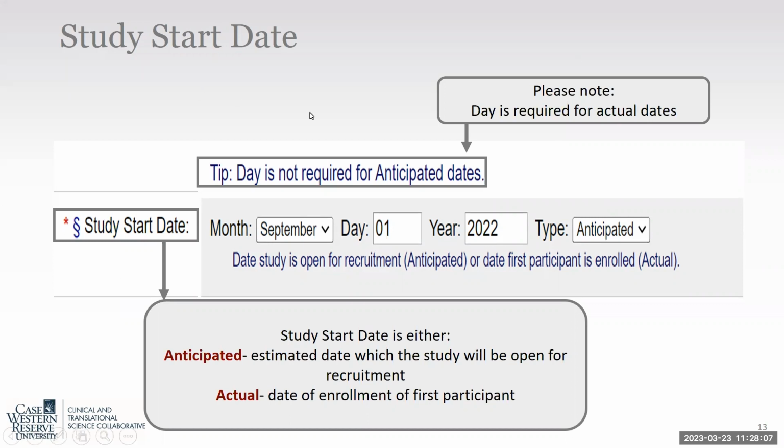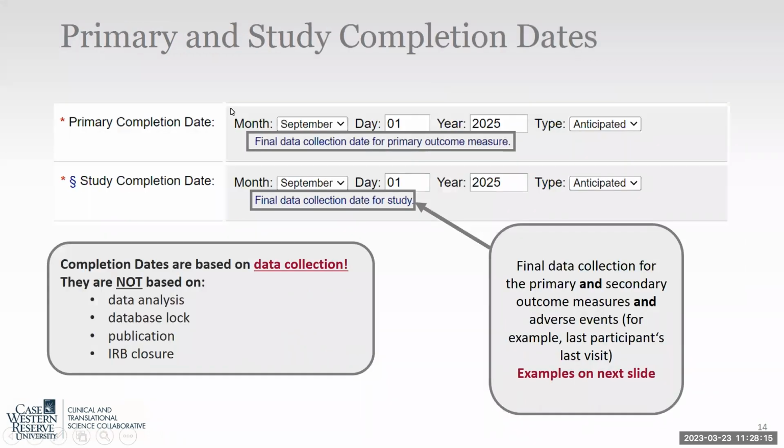For the anticipated dates, you are not required to have a day, but it is recommended. So next we come to the primary and study completion dates. We are going to talk about this more in length later, but just a quick note that completion dates are not based on data analysis, database lock, publication, or IRB closure. They are based on data collection.